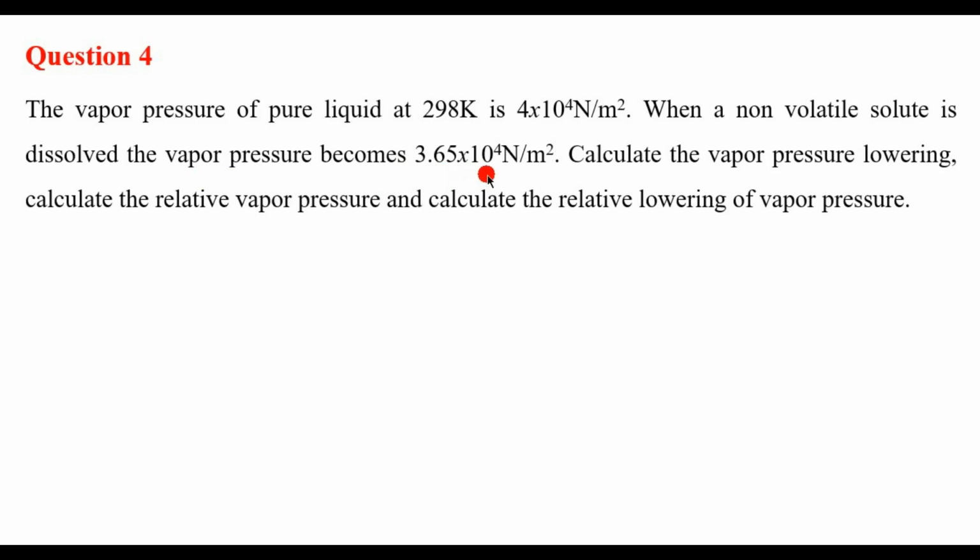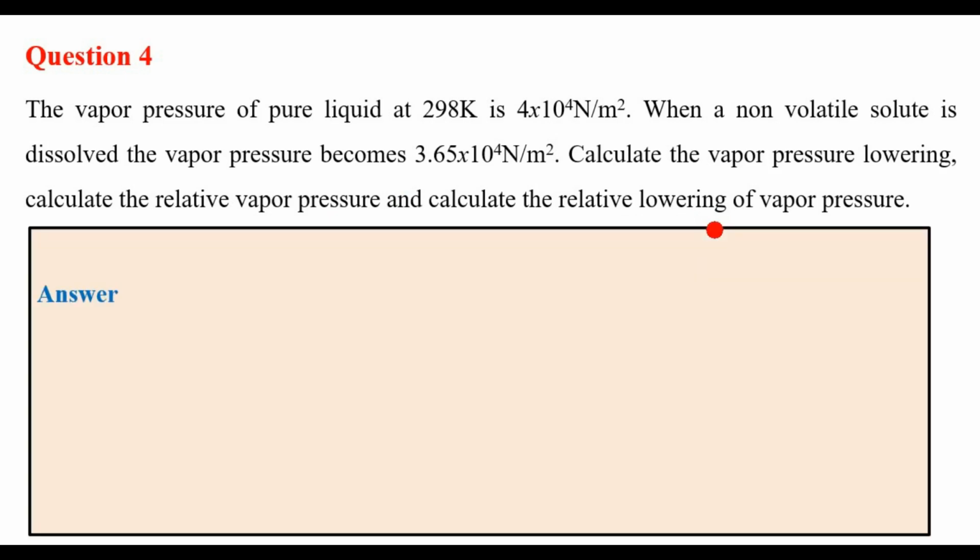Then to calculate the vapor pressure lowering, we do the difference. Calculate the relative vapor pressure, that means the vapor pressure of the solution relative to the vapor pressure of the pure solvent. Then they ask me to calculate the relative lowering of the vapor pressure. Also, we take the lowering of vapor pressure relative to the vapor pressure of the pure solvent. Let's go quickly to the answer.